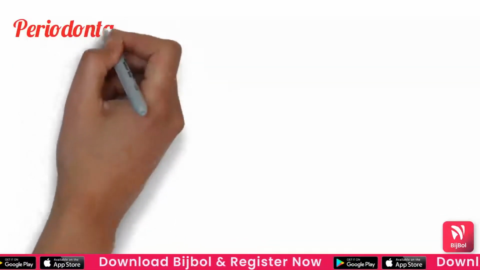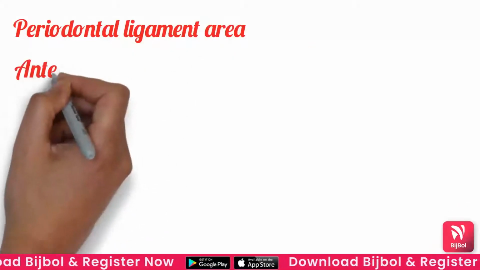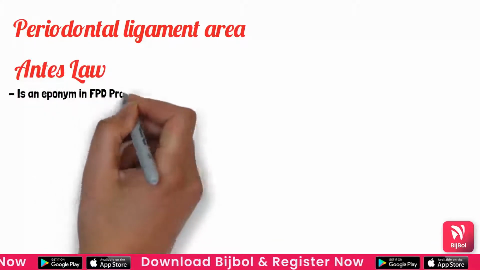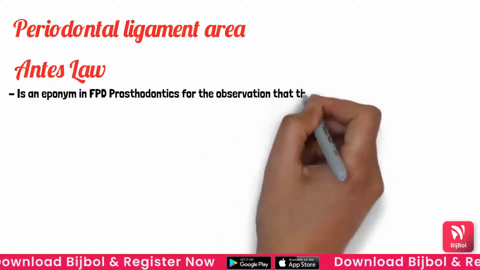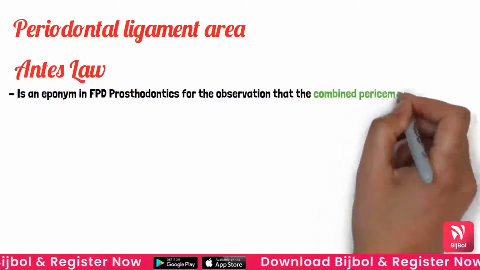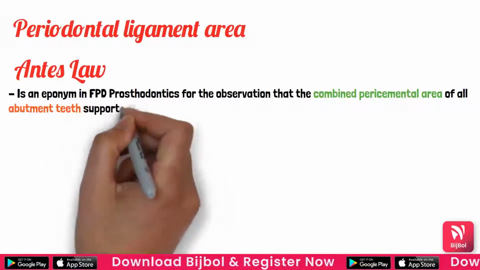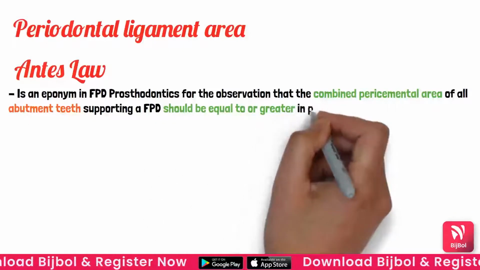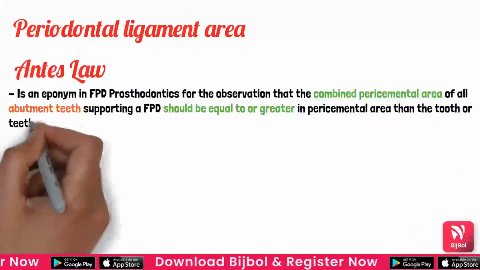Now the last would be your periodontal ligament area. When we are talking about periodontal ligament area, we have to understand Ante's law. Now what is Ante's law? Ante's law is an eponym in fixed prosthodontics, or fixed partial denture, for the observation that the combined perisegmental area of the abutment teeth supporting the prosthesis should be equal to or greater in perisegmental area than the tooth or teeth which are being replaced.